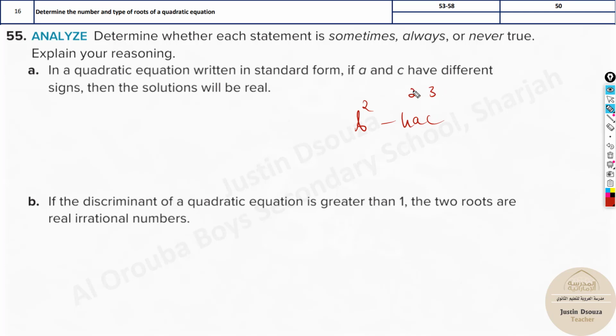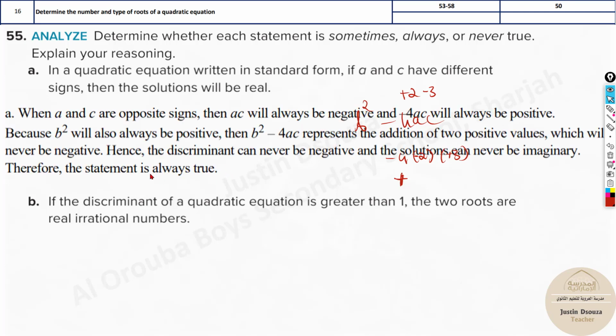That's fine. But I have -2 or +3, or if it's +2, it will be -3. The signs are different. So here when you solve, what happens? -4 times 2 times -3. It will be plus. The answer will be plus. Or if this is minus, then this will be plus. Then again it will be plus. Only if both are minus or both are plus, then it will be negative. So they have told that if the signs are opposite, different signs, then the solution will be real. Yes, absolutely, it will be real. Okay, it's always true.